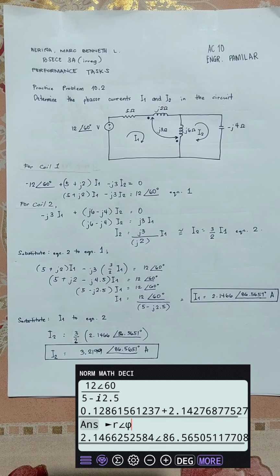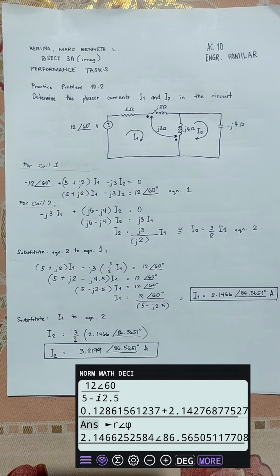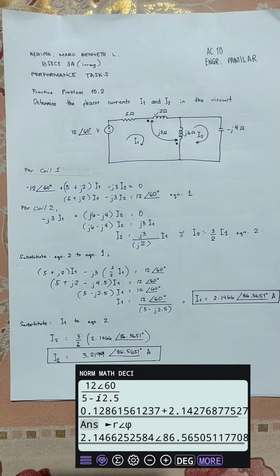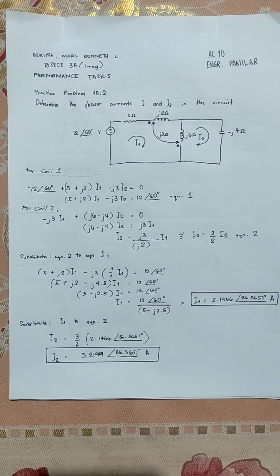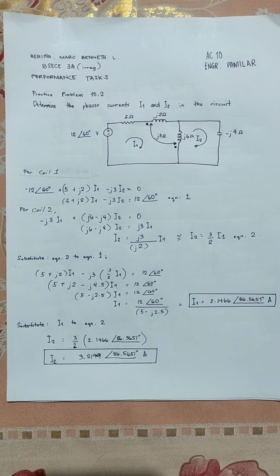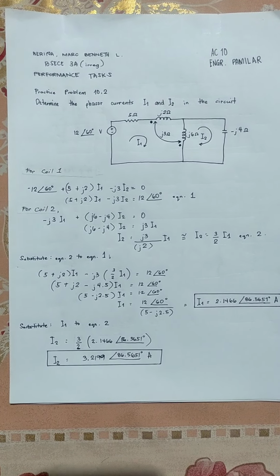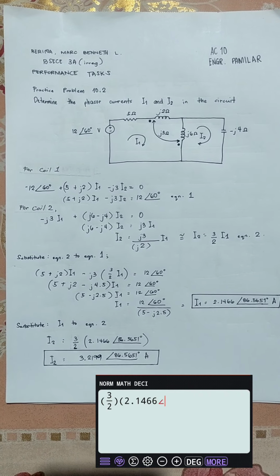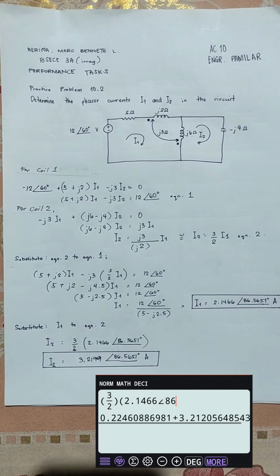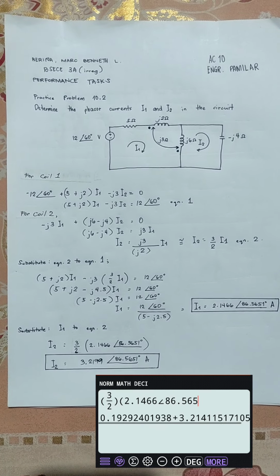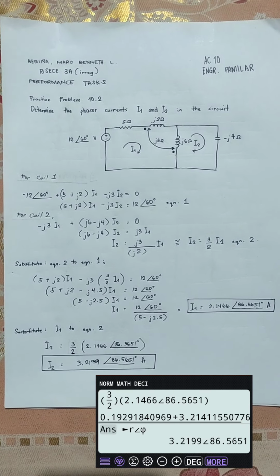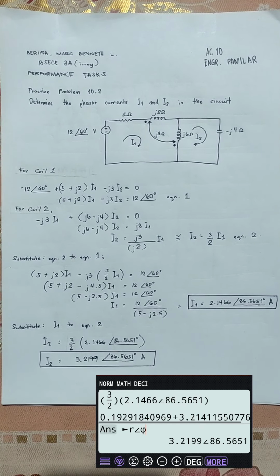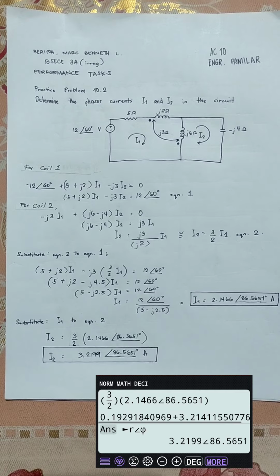Our I1 will arrive at 2.1466∠86.5651° amperes. Now, we will substitute I1 into equation 2 to get our I2. 3 over 2 times 2.1466∠86.5651 degrees is equal to 3.2199∠86.5651 degrees amperes for the value of I2.